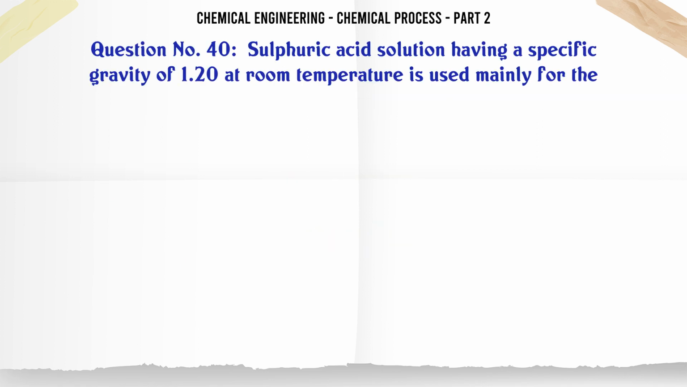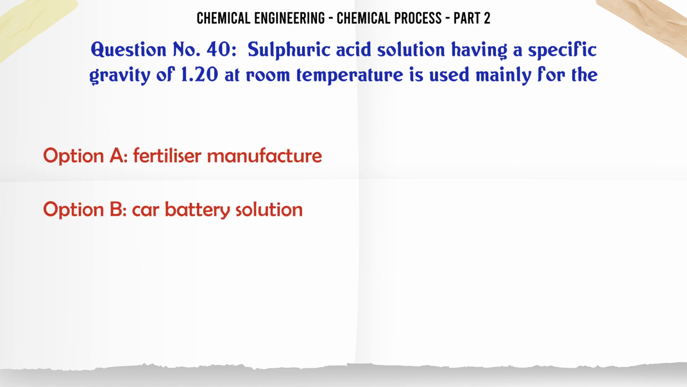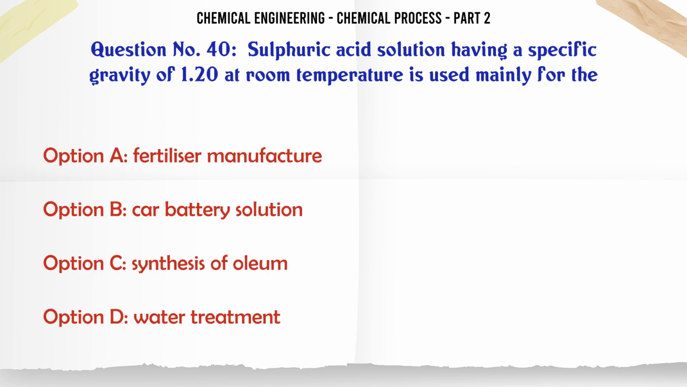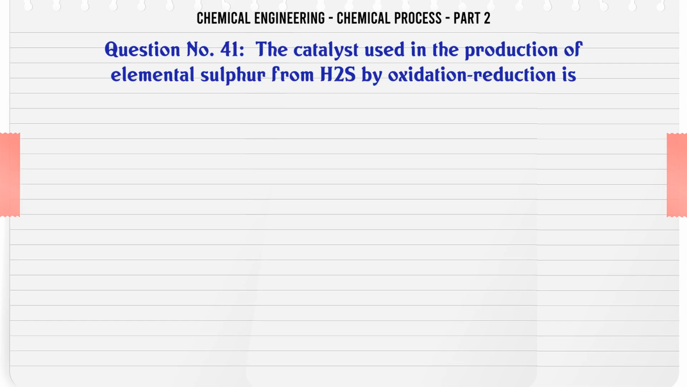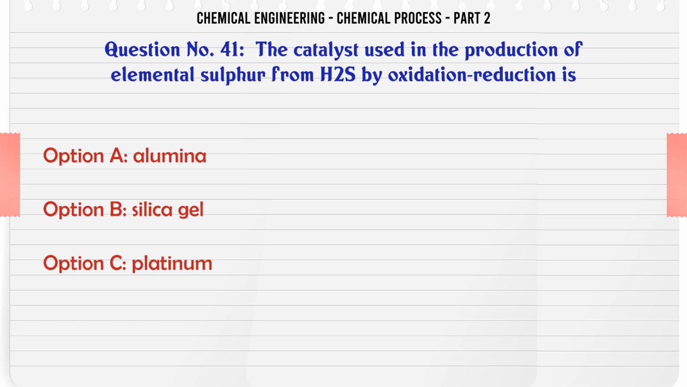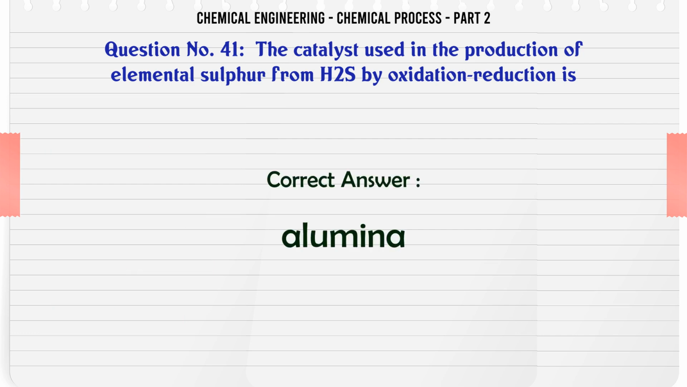Sulphuric acid solution having a specific gravity of 1.20 at room temperature is used mainly for A. fertilizer manufacture, B. car battery solution, C. synthesis of oleum, D. water treatment. The correct answer is car battery solution. The catalyst used in the production of elemental sulfur from H2S by oxidation reduction is A. alumina, B. silica gel, C. platinum, D. nickel. The correct answer is alumina.